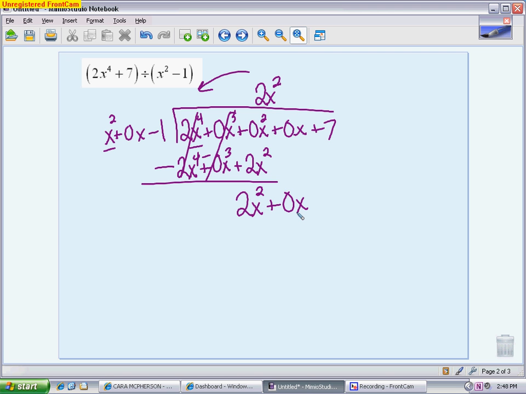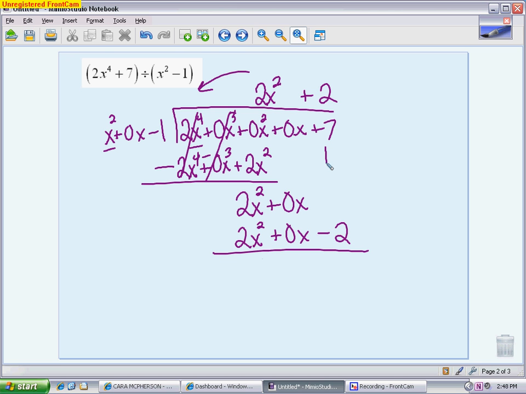2x squared divided by x squared, or what do I multiply x squared by to get 2x squared? The answer to that is 2. So I'm actually going to put it above the 7, keeping the columns in order, because that's a constant. So 2 times x squared is 2x squared. 2 times 0x is 0x. 2 times negative 1 is negative 2.